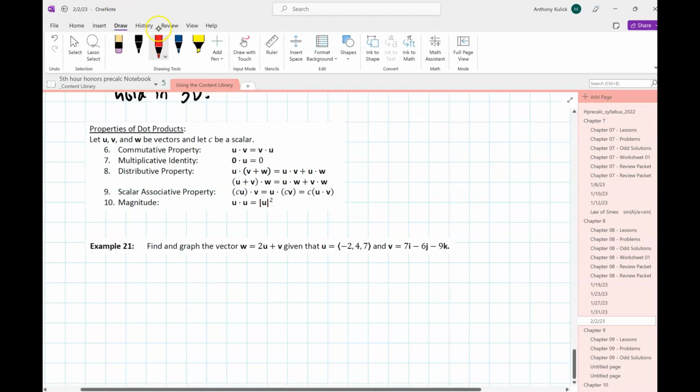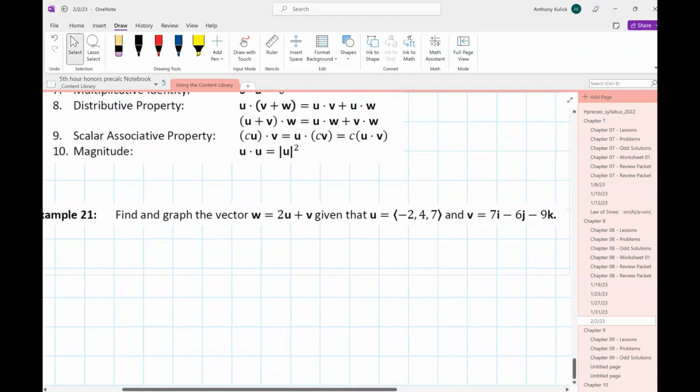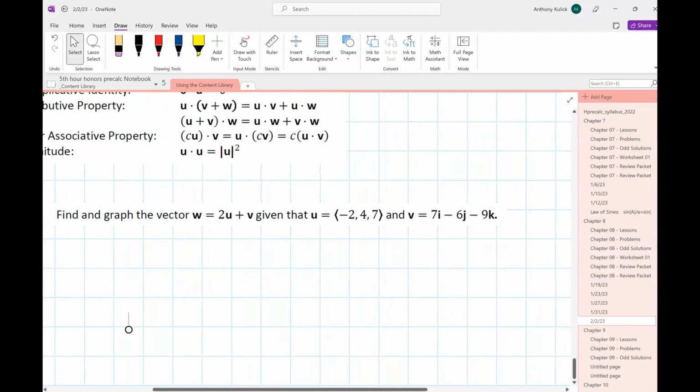So this example says to find and graph the vector W, which is equal to 2 times the vector U plus the vector V, given that the vector U is -2, 4, 7, and the vector V is the linear combination form 7i minus 6j minus 9k. What's the first thing that Mr. Kulik would do?